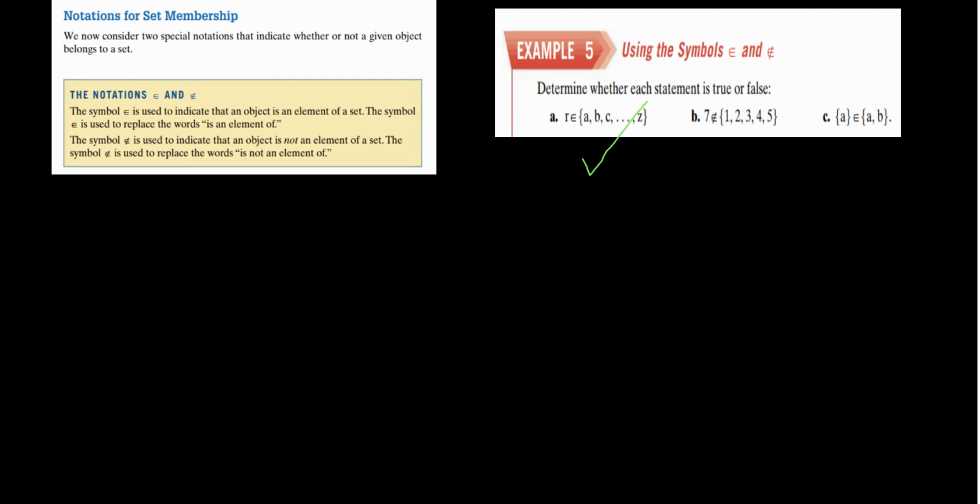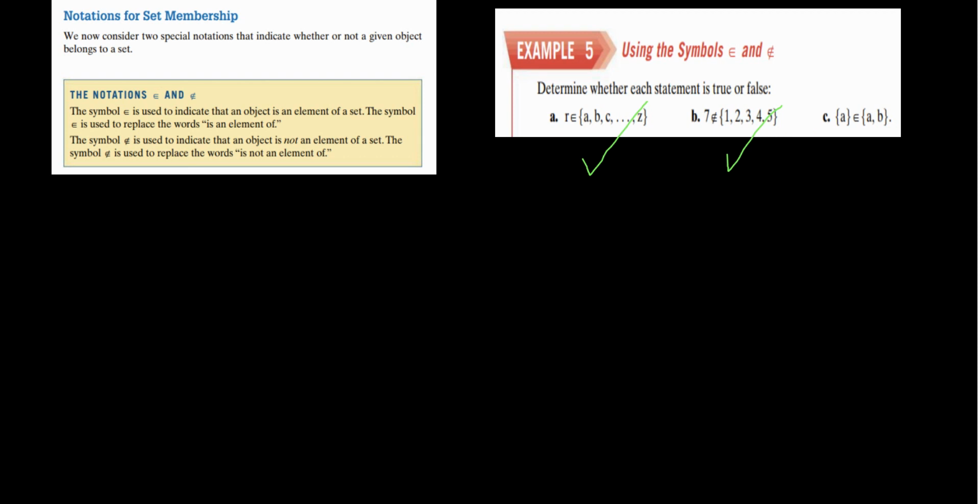B reads 7 is not an element of 1, 2, 3, 4, 5. Well, it's very obvious that 7 is not an element of it, because this particular set only has the elements 1 through 5. So it is true that 7 is not an element. That is also a true statement.